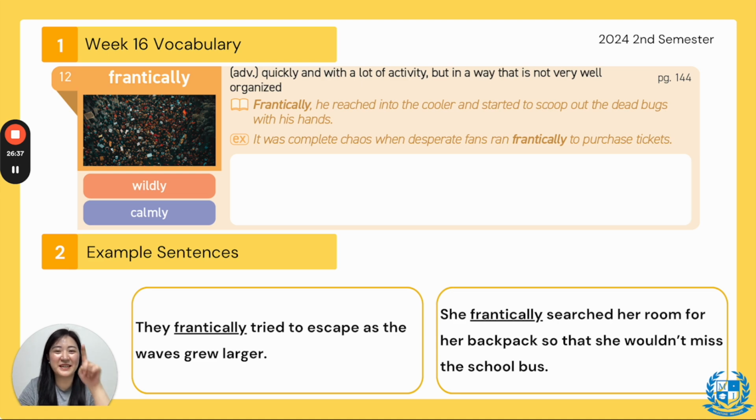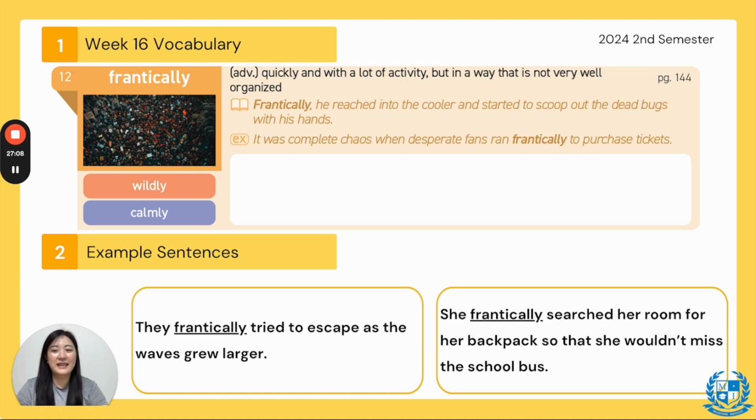Example, let's read together. 1, 2, 3. It was complete chaos when desperate fans ran frantically to purchase tickets. So maybe there was a big baseball game and we didn't buy tickets on our phone. Say that we had to go to the baseball stadium to buy it. So big fans, they would be like running frantically like, I want it. And it would be a lot of chaos without any organization.